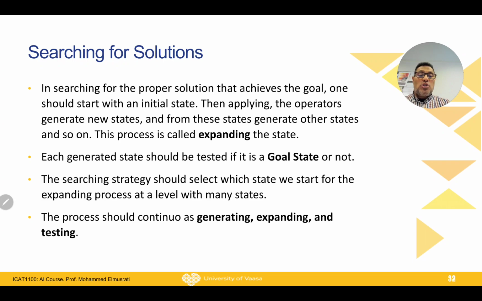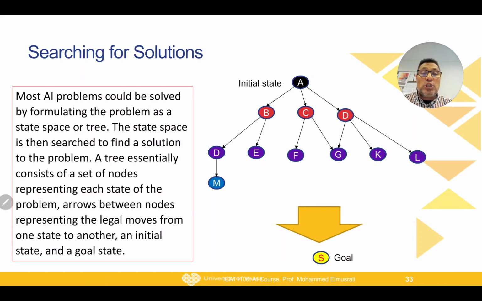So the idea is how to generate the states, as we showed in the puzzle 8 problem. Generate states, and based on these states, we expand. It can be expanded, and also we test each state if it is the goal state or not. This is simply what we are going to do. So searching is the tricky part here. How to search for the solution? We have different kinds of searching algorithms.